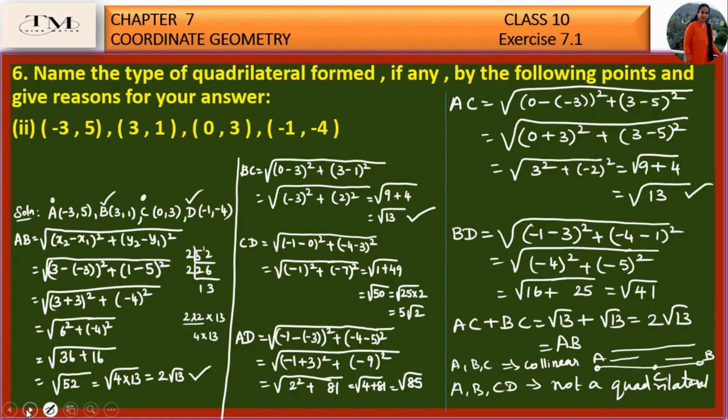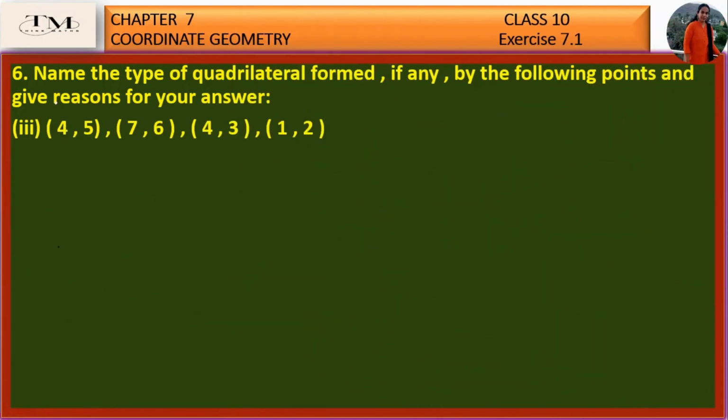So moving on to the next problem. In the sixth question, it is the third part. Here also they give 4 coordinates. We have to check whether it is a square, a rectangle, a parallelogram, or anything like that. So let us name the coordinates: A (4, 5), B (7, 6), C (4, 3), D (1, 2). I'm sorry, this is C (4, 3), D (1, 2).